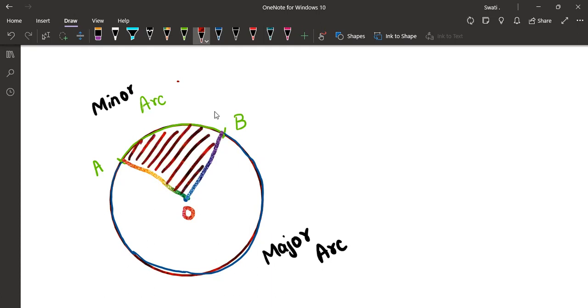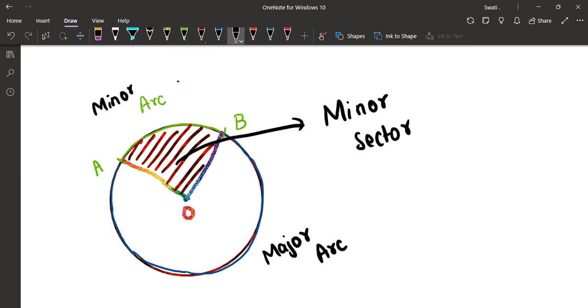So basically, in general, what is sector? Sector is the area between two radii and an arc. But here, this area is specifically between the two radii and the minor arc. This is called minor sector. What is this called? This is called minor sector. Now let's talk about the area between the two radii and the major arc.